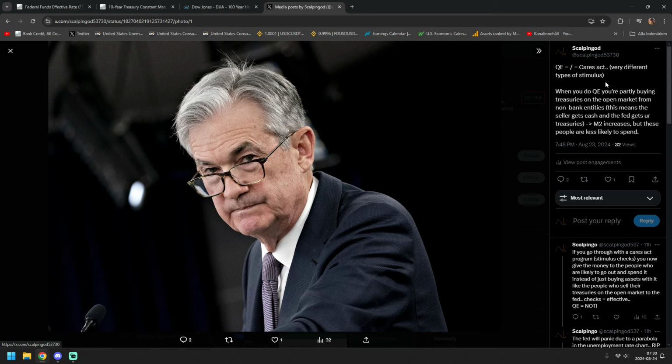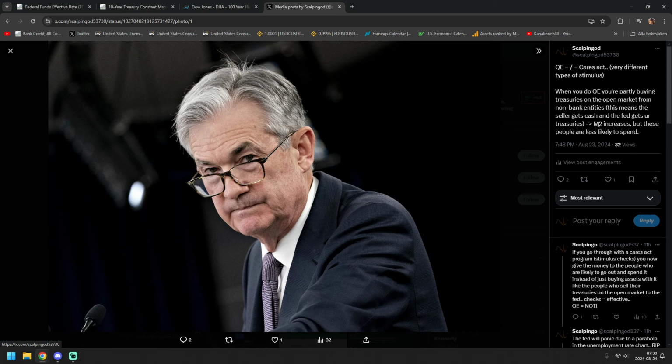QE is not the same as the CARES Act. They're very different types of stimulus. When you do QE, quantitative easing, which is what everyone thinks of when they think of Powell turning on the money printer, which is not quite literally printing money, you're partly buying treasuries on the open market from non-bank entities. They're buying treasuries and mortgage-backed securities, but let's focus on this, right? Treasuries from non-bank entities, meaning private people like you and me, or individuals rather, right? And so in this example, this means that the seller gets cash and the Fed gets your treasury.